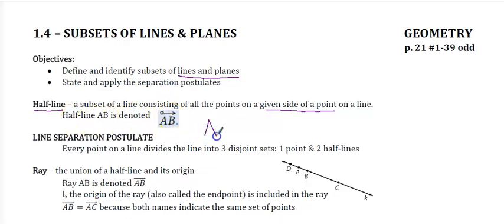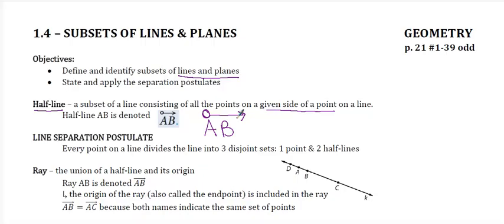So the thing to notice about this, AB, notice it has an open circle above the A. And that's because it doesn't include that point. It includes all the points on a given side of a point. So it does not include A, but it includes all the points on this side of A, to the right.